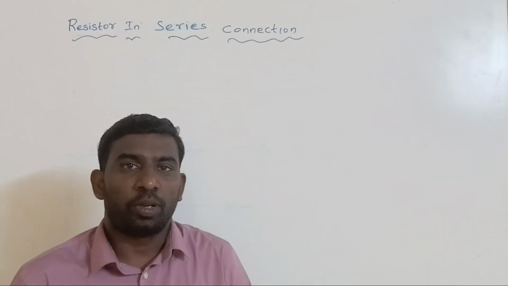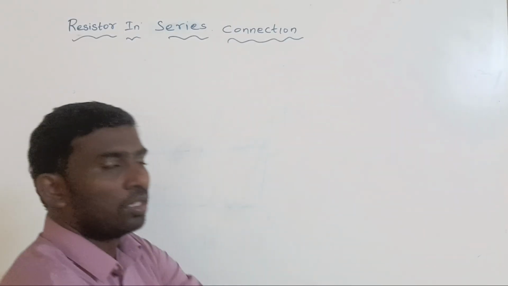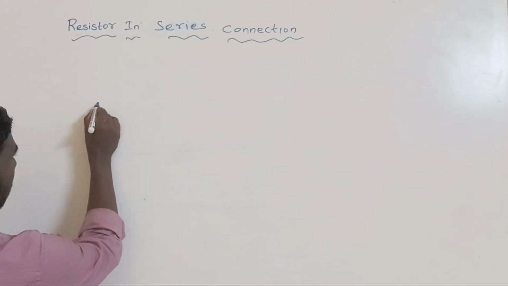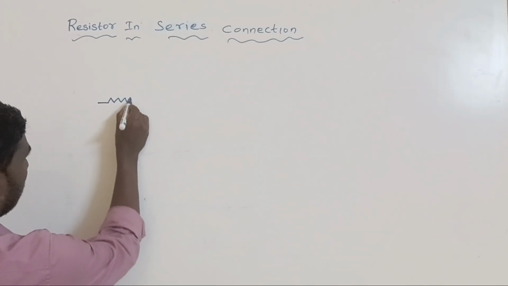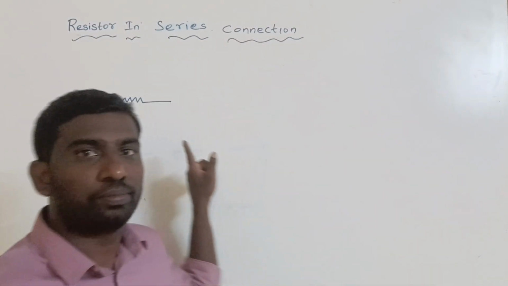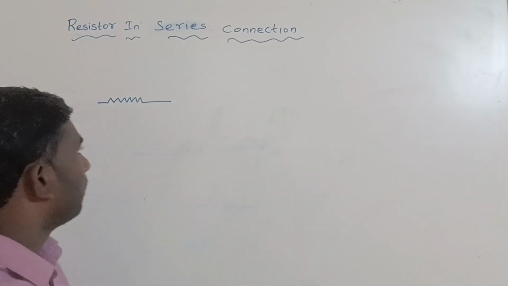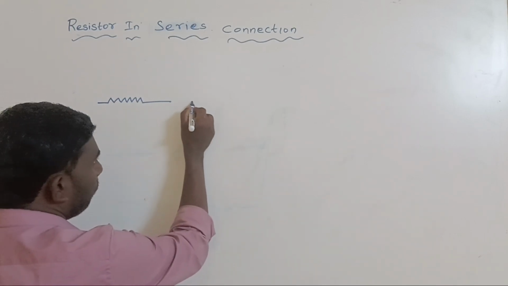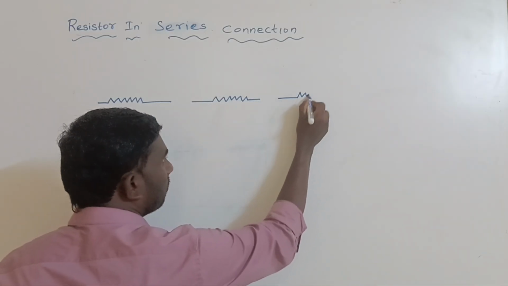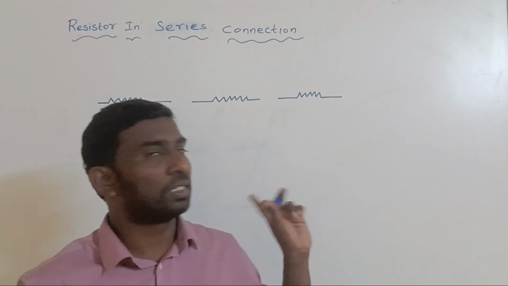Today I will try to explain resistors in series connections. A resistor's symbol is this line. Resistors in series connection means two resistors are connected in series. Or three resistors connected in series.